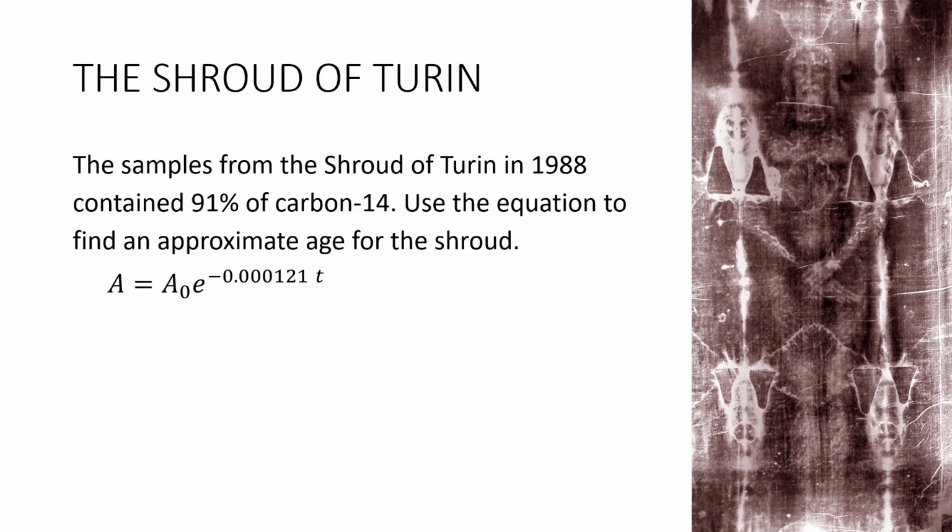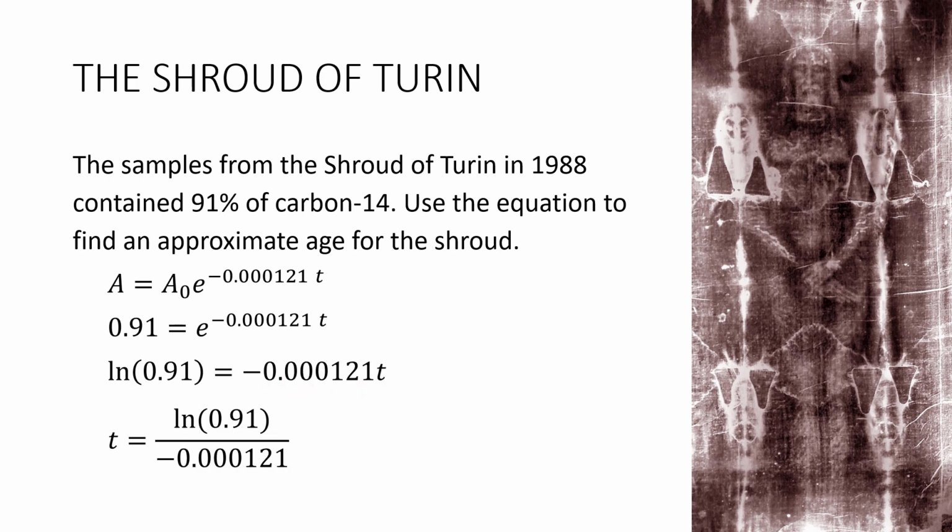So we're going to use our equation, and you can see how I've substituted in the value for k that we found before. Now, in 1988, the shroud contained 91% of carbon-14. So I'm going to make A 0.91 and A naught is going to be 1, and we're going to solve for t. That's going to tell us how old the cloth is. So taking logs of both sides and then dividing by this number, t is approximately equal to 779.4 years.